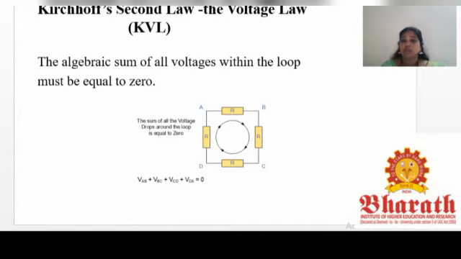Here, according to Kirchhoff's voltage law, the voltage drop across the loop will be 0. The voltage drop across nodes A and B is VAB. The voltage drop across nodes B and C is VBC. Same way, the voltage drop across nodes C and D is VCD, and the voltage drop across nodes D and A is VDA. So VAB plus VBC plus VCD plus VDA is equal to 0. This is our Kirchhoff's voltage law.